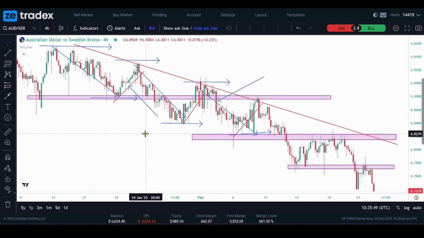And because large candles are on the trending move, we are in a strong downtrend. And when all these conditions are met, we can confirm that this is a strong downtrend.